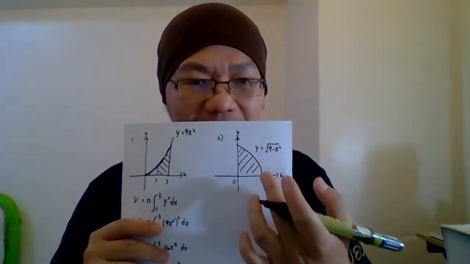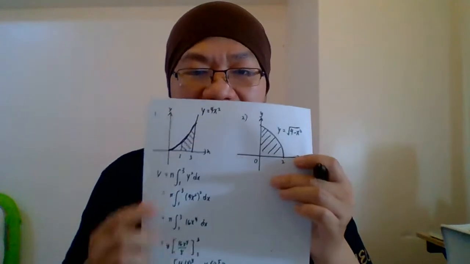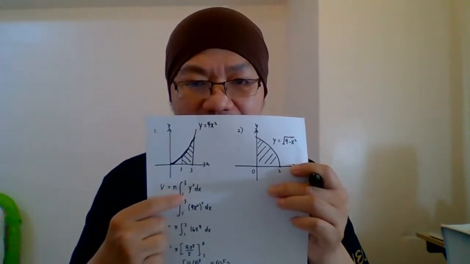Okay, now find the volume here. So it is against the x-axis. So this is the formula if against the x-axis. As usual, V equals pi, integral from 0 to 2, the limits, y squared dx.